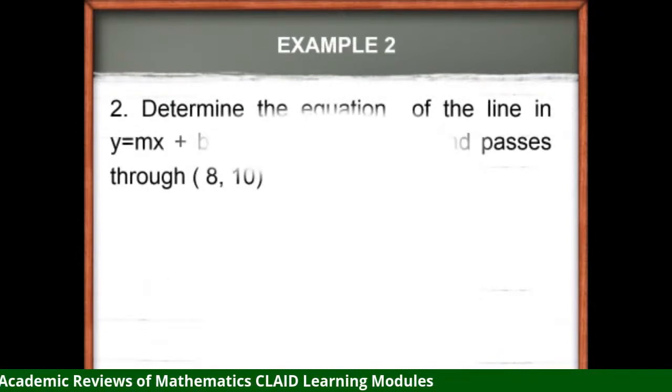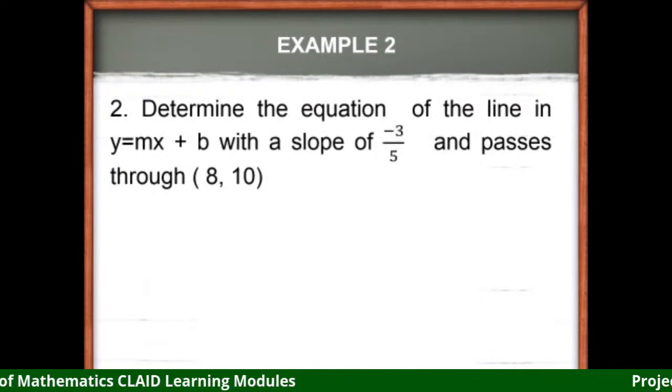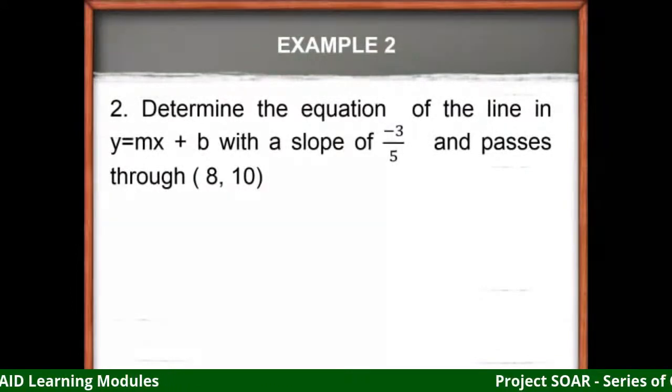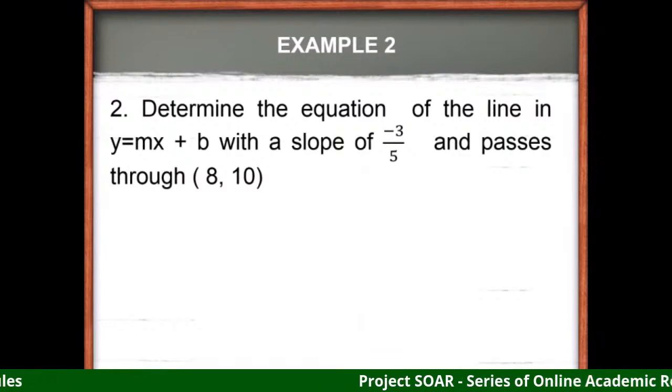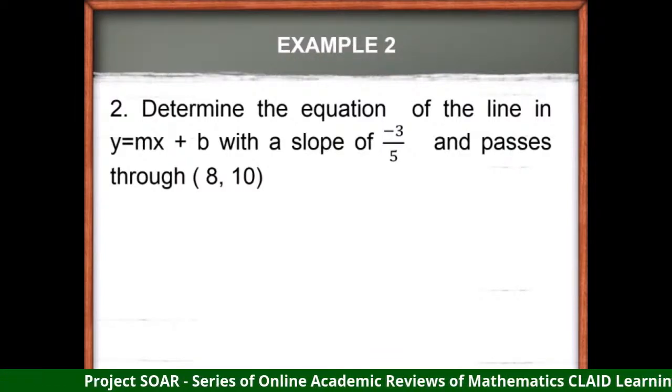Let's proceed to example number 2. Determine the equation of the line in y equals mx plus b with the slope of negative 3 over 5 and passes through 8, 10.